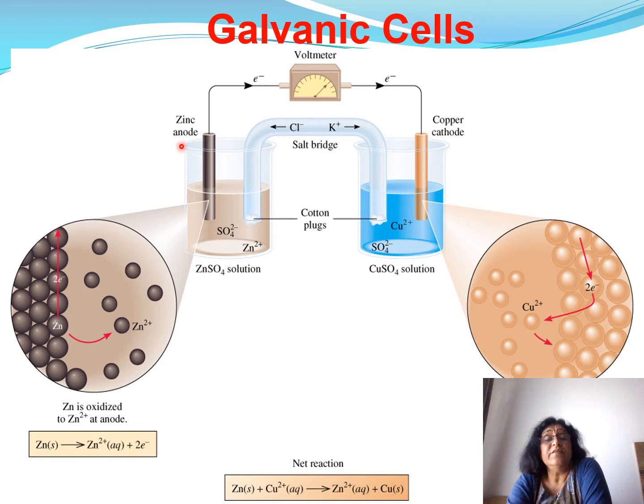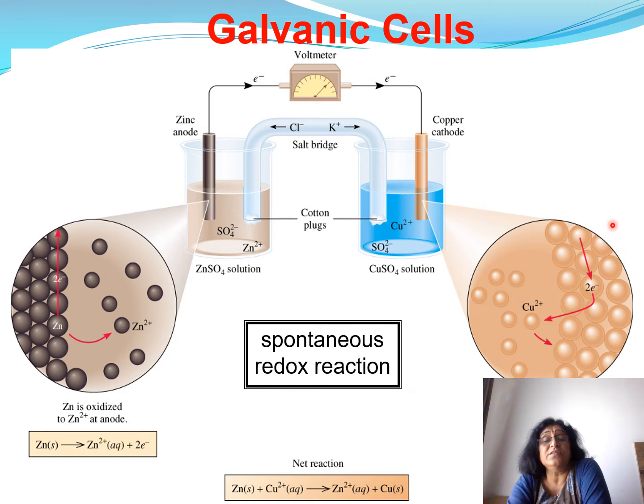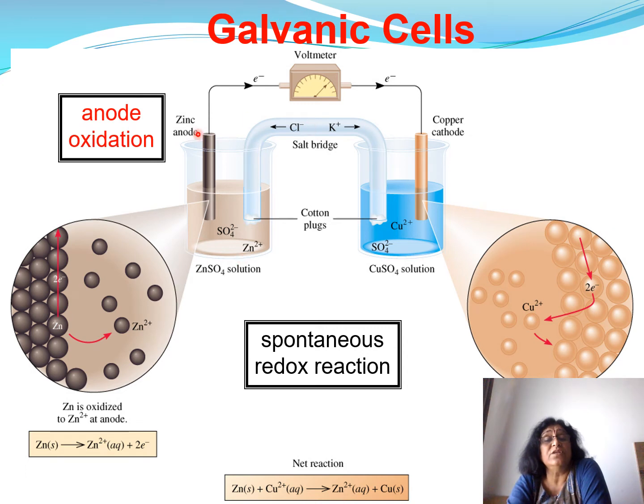So basically when you dip a zinc rod in zinc sulfate solution, what happens? A spontaneous redox reaction takes place. Now let's see how. When your zinc rod is dipped in zinc sulfate solution, the zinc loses its electrons and converts to zinc ion. So zinc is oxidized to zinc ion at the anode. So at the anode, what reaction is happening? Oxidation reaction is taking place.